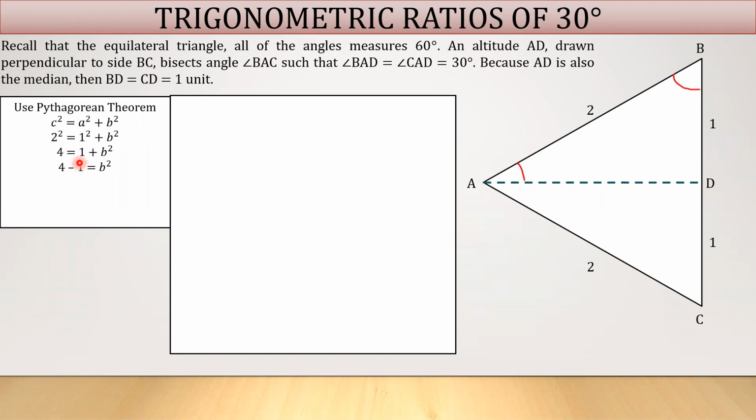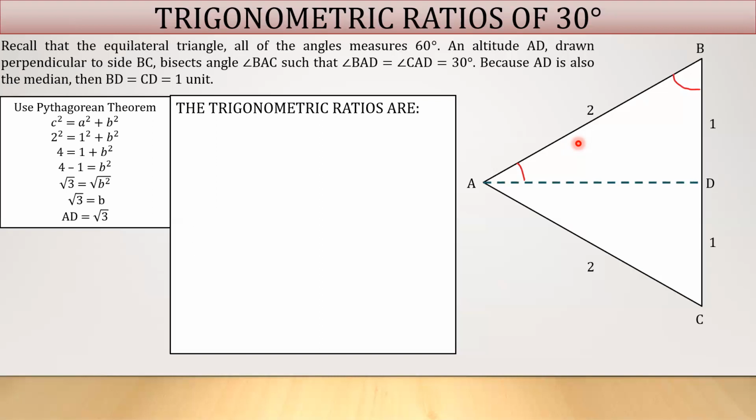Let's transpose 1 to the other side. We have 4 minus 1 equals B squared. 4 minus 1 is equal to 3 and let's get the square root of both sides to cancel the square. So B is equal to the square root of 3, or AD is equal to the square root of 3.